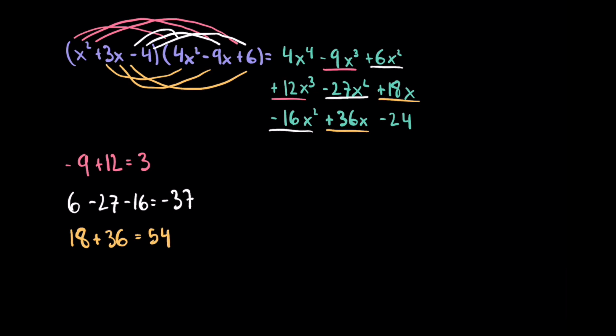And so we have all three of our like terms grouped up, and we have their final coefficients. Let's go ahead and write out the final expression. We have that all of this is equal to 4x to the power 4. And then for the x cubed, we have +3x cubed. We have minus 37 for x squared. And we had +54 for the x's. And then here we have minus 24. And we get our final expanded expression.